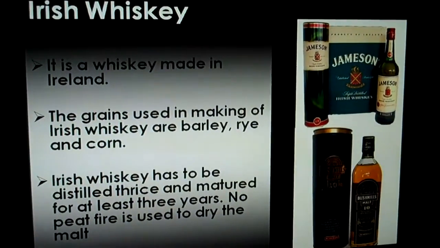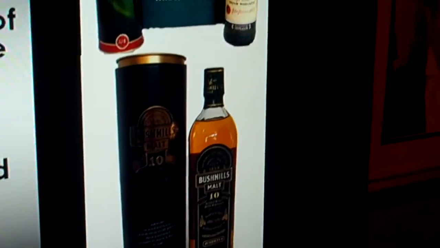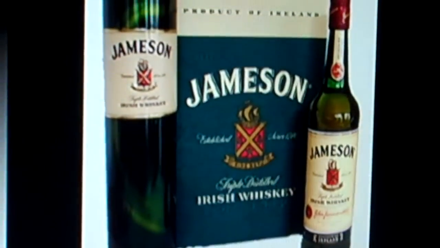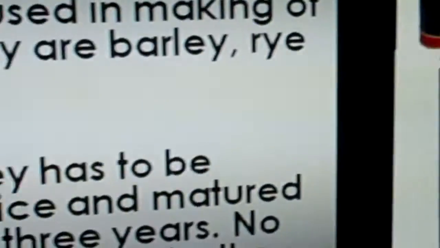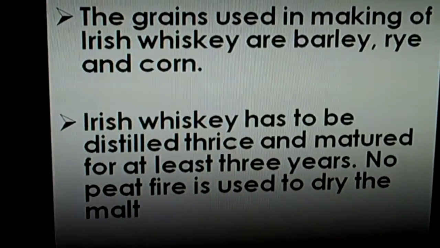Irish whiskey. It is a whiskey made in Ireland. The grains used in the making of the Irish whiskey are barley, rye, and corn. Irish whiskey has to be distilled thrice and matured for at least 3 years. No peat fire is used to dry the malt.